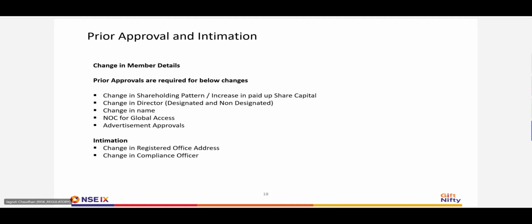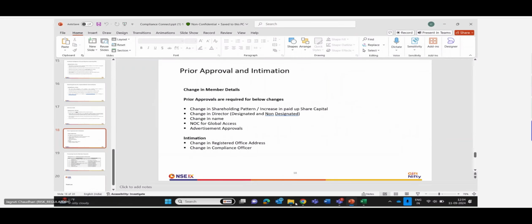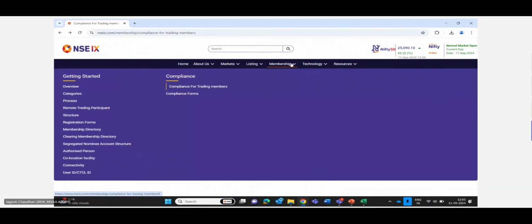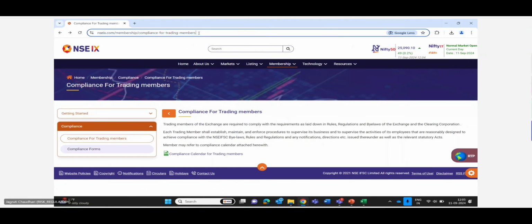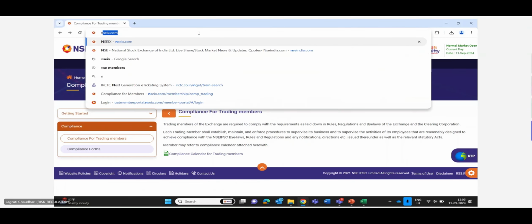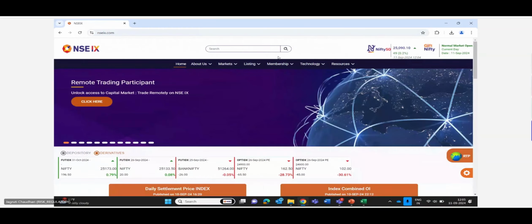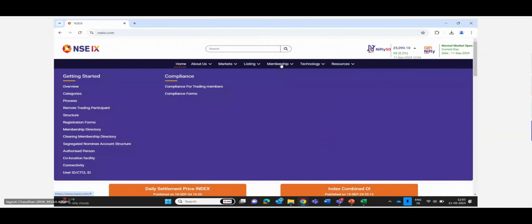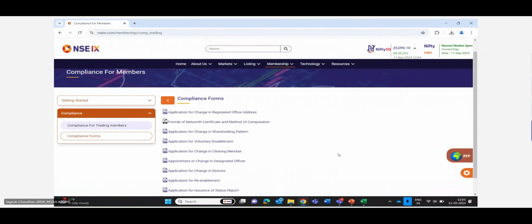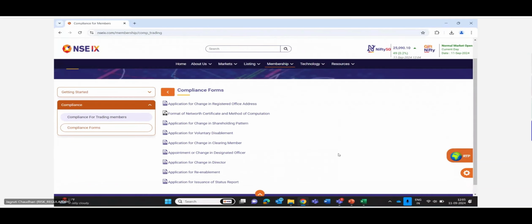So I just want to show you where these forms are. These forms are actually there on our website. You can just visit our website. There's a membership tab over here. You can see compliance forms. So all the relevant forms are there.